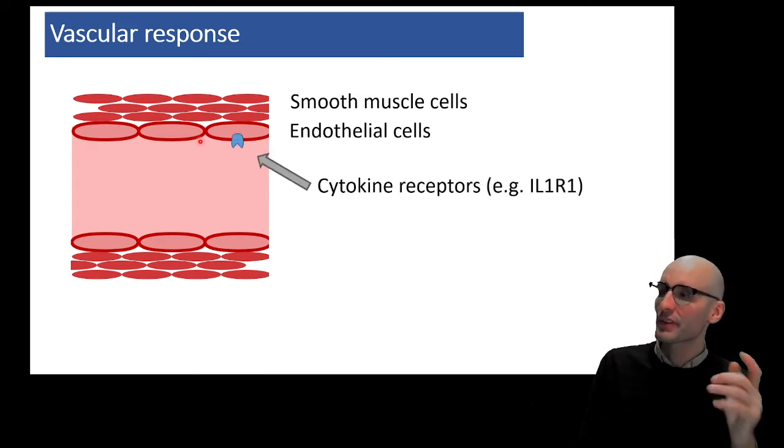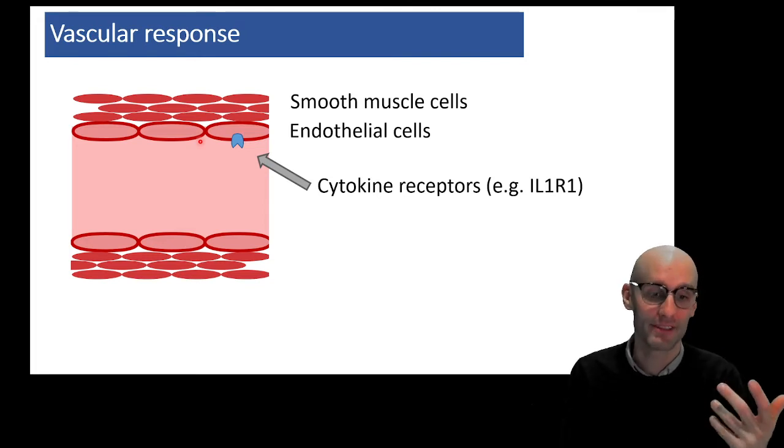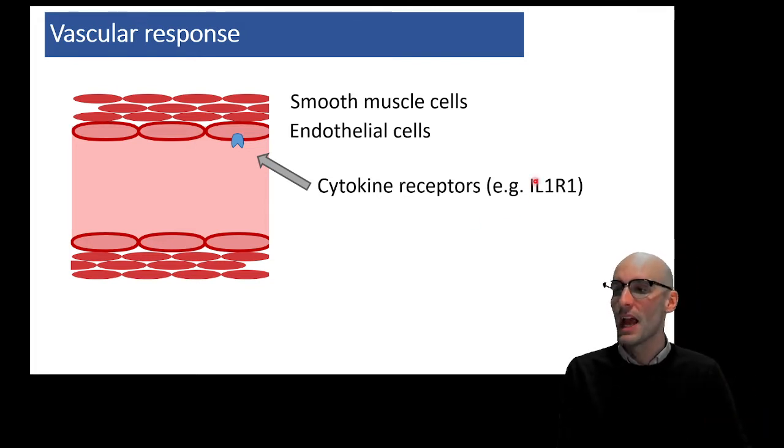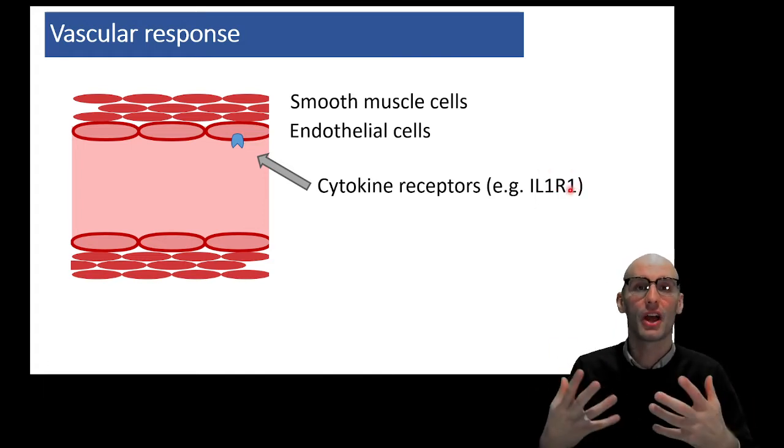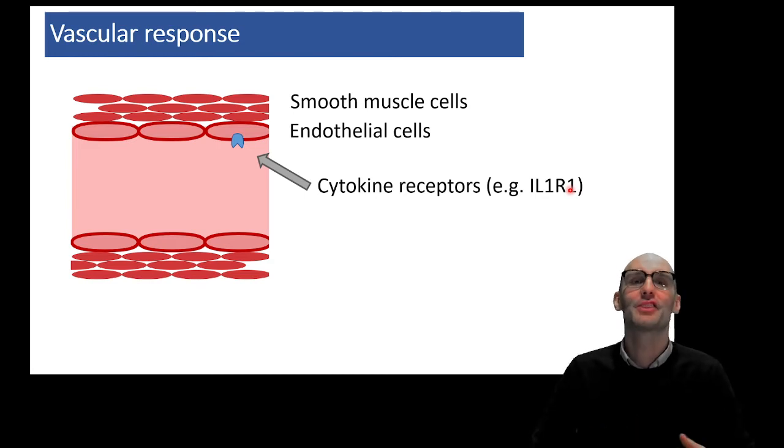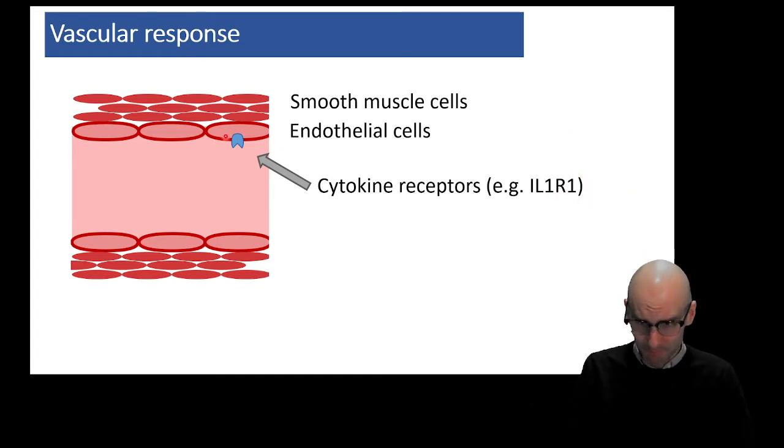On the surface of the endothelial cells, we have cytokine receptors, and this is just one example of them. We have IL-1, that's the inflammatory cytokine, receptor 1. Now often each cytokine has multiple receptors, and so we typically just number the receptors. So this is the first receptor of the IL-1 receptor family, IL-1 receptor 1, and it will be expressed on the endothelial cells.